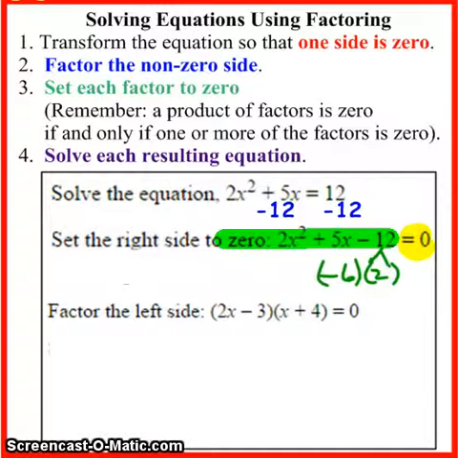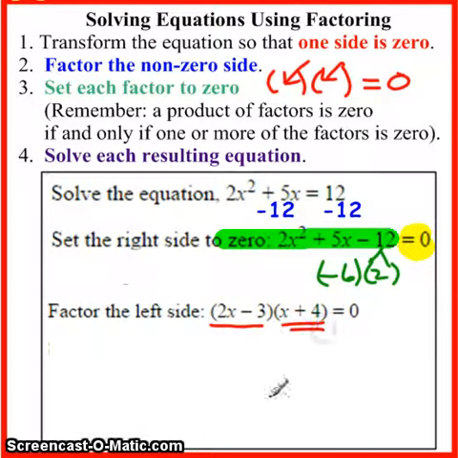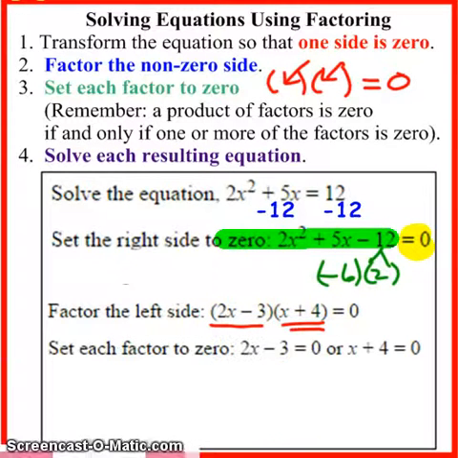Step 3 says to set each factor equal to 0. You will recall that when you multiply two numbers and the answer is 0, then at least one of those has to be 0. So we're going to take each factor and set it equal to 0. That produces two equations. 2x minus 3 is 0, x plus 4 equals 0.